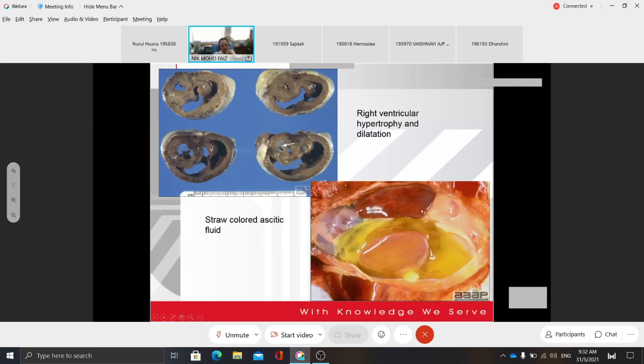Relative to the liver, it's as big as the liver. And you know, the heart is not supposed to be as big as that. Okay, see how big it is? And then you see the ascites. Sometimes in this case the ascites is already full with protein and becomes clots.